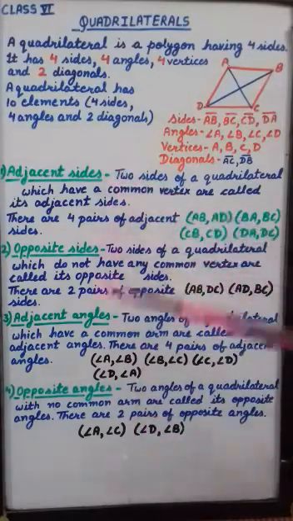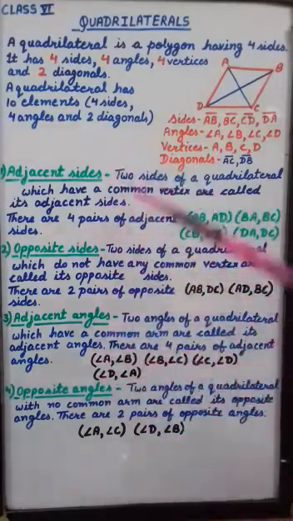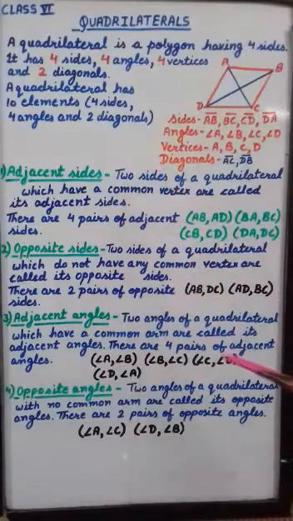When we talk about adjacent, there are four pairs, whether it is sides or angles. So that's all about quadrilaterals.